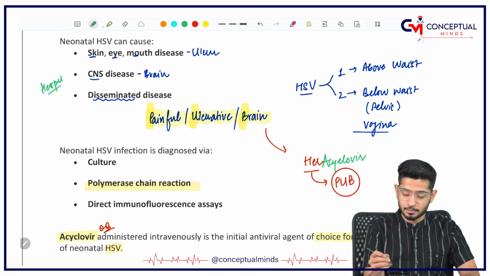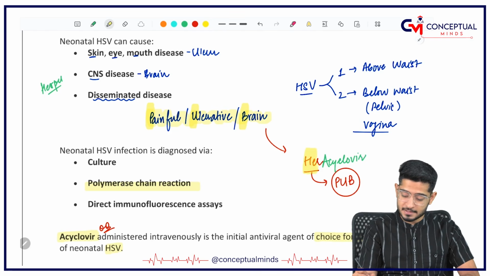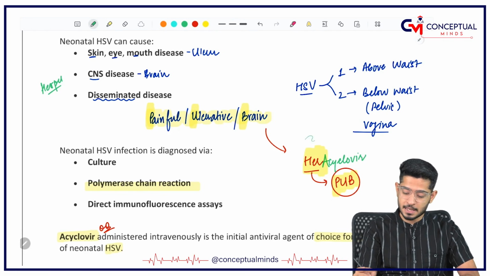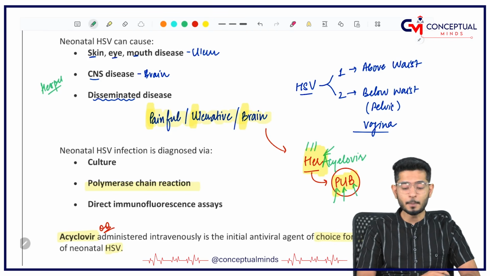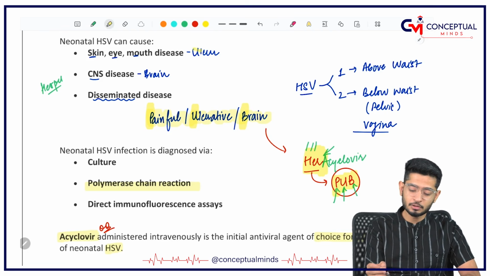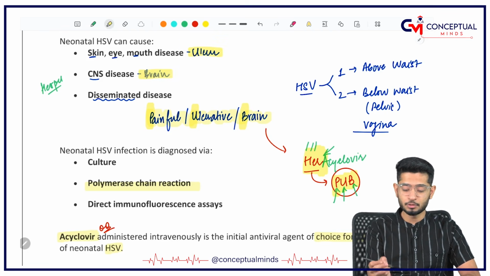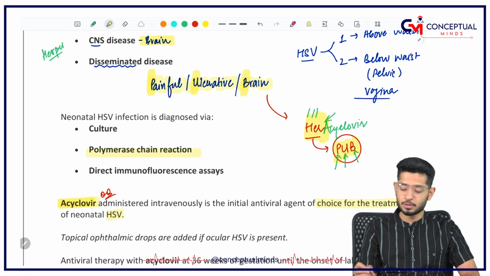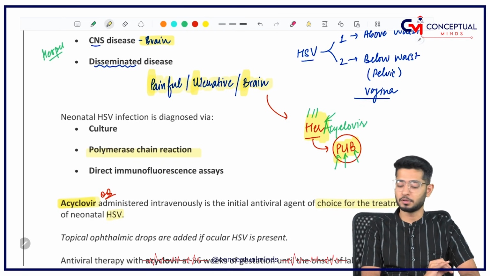So there is a club called HERA. There is a pub, not club, pub called HERA. So HERA means HER for herpes, A for acyclovir, P for painful ulcer, and B for brain. Okay. So this is the mnemonic to remember, that it can cause ulcers, can go to the brain, right? And the drug given is acyclovir. This is a very, very, very important question.